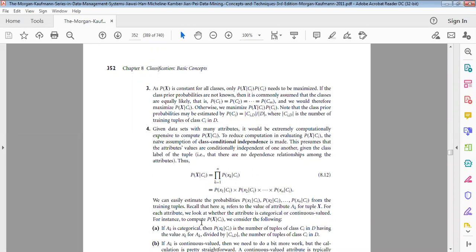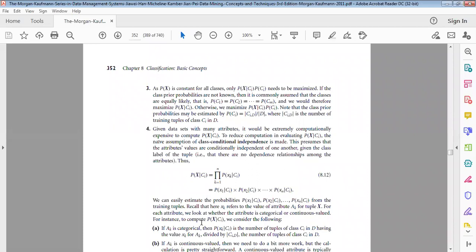The probability of Ci equals the count of Ci,D divided by the count of D. Ci,D is the number of training tuples of class Ci in D. D is the training set. In that training set, we have to consider only Ci. That is the independent probability you have to find.